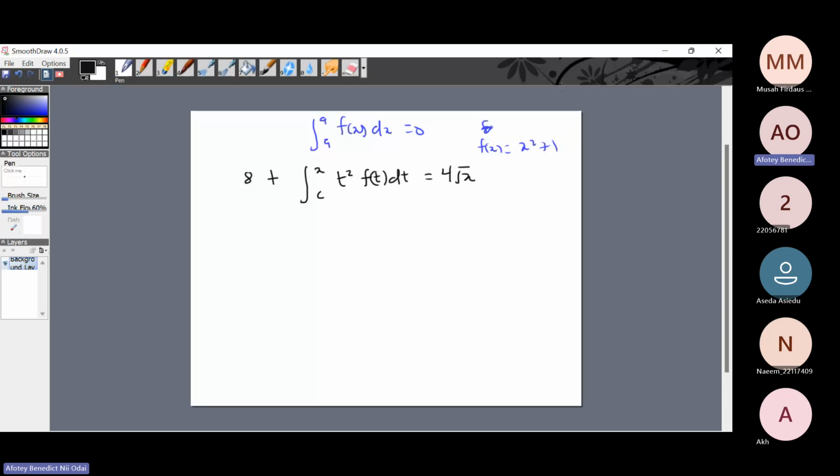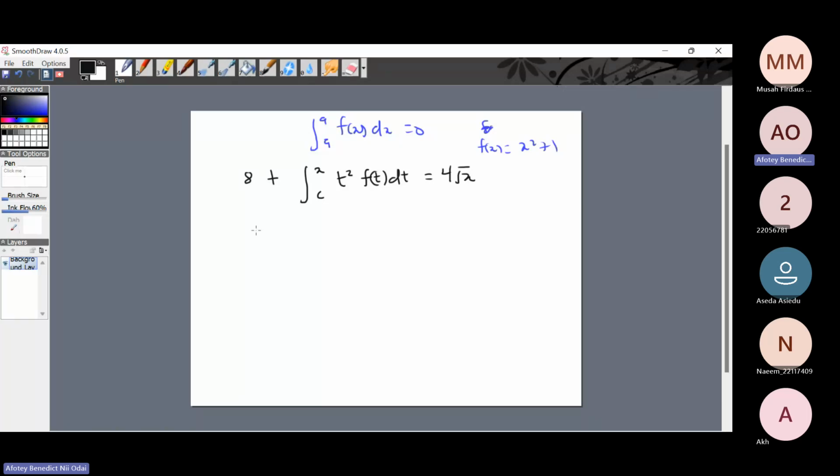Now how can you find c when you have a differential? Okay. So we have to get rid of the differential. We don't know the particular step we have to do, but we know that we have to get rid of the differential. Now differentiating this, the 8 goes away. So we get 0 plus what?